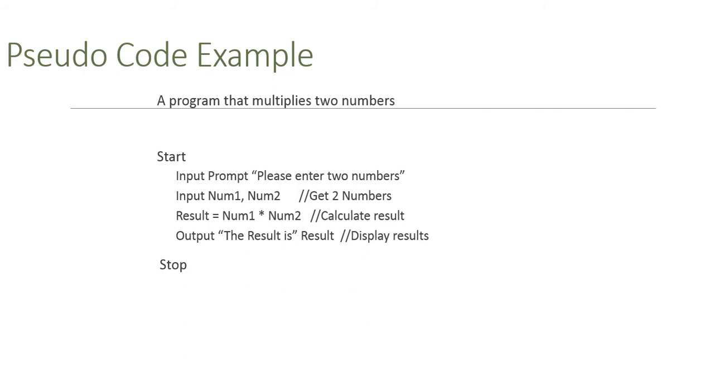You always have the resulting variable on the left, followed by the equal sign, and then your equation or calculation on the right. Do note that we have three variables in the statement: result, num1, and num2. And then our next statement is the output statement. This is displaying the results.